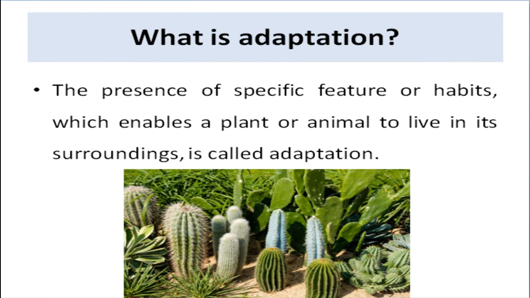Our next question is, what is adaptation? The presence of specific features or habits which enable a plant or animal to live in its surrounding is called adaptation. For example, cactus are adapted to survive in the desert because they have some specific features in their body that help them to survive in that environment.